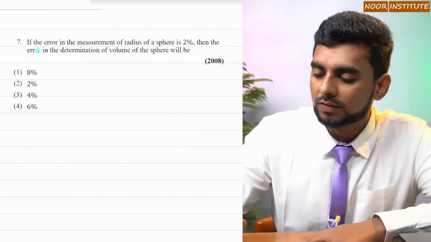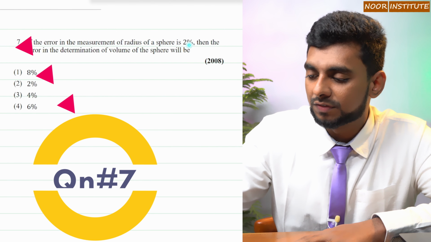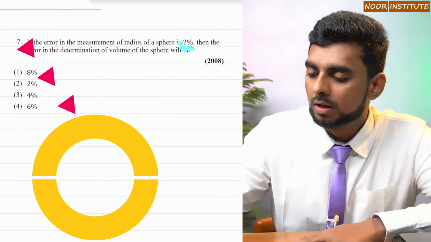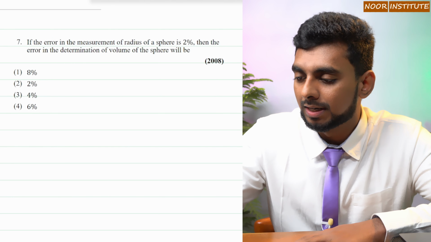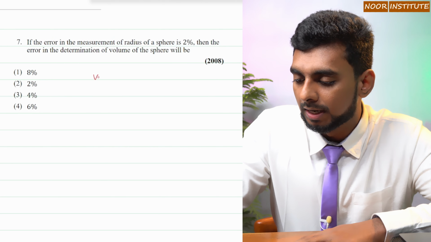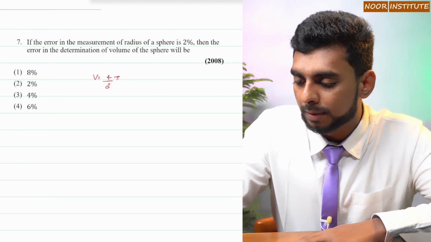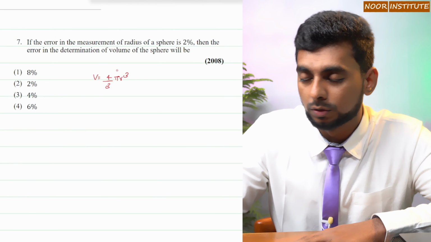Next sum is, if the error in the measurement of the radius of a sphere is 2%, then the error in the determination of the volume of the sphere is? So the error is something that they have given. They have given us the error in the radius. What we are supposed to find is the error in the volume, right? So the relation for the volume of a sphere will be V equals 4 by 3 pi r cube, right? You should have known this formula.